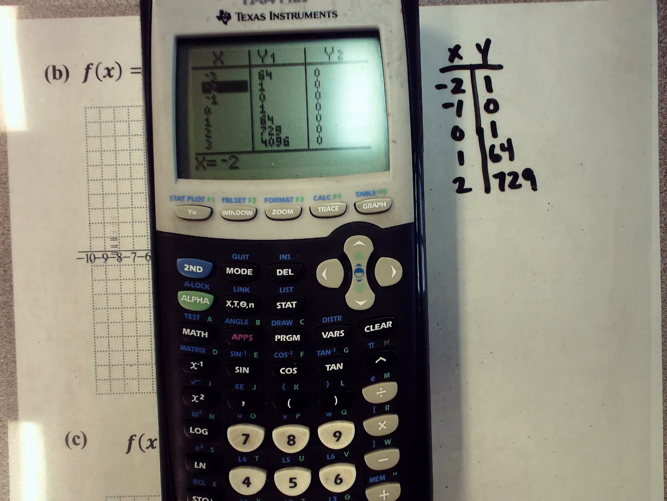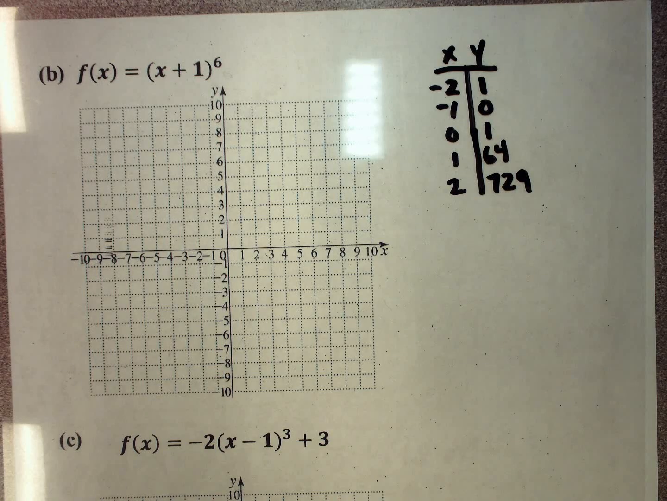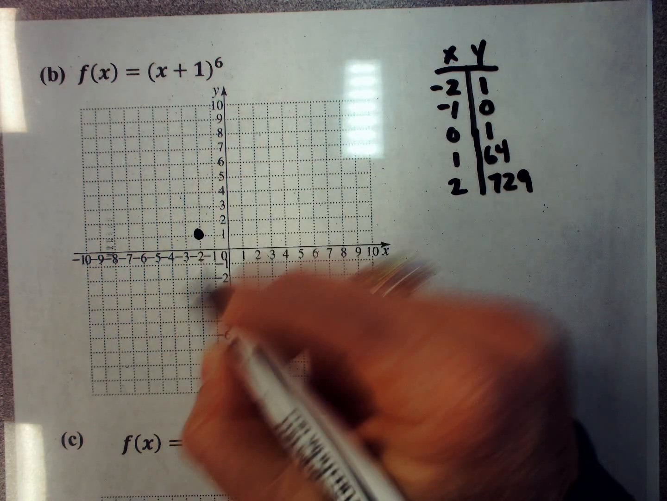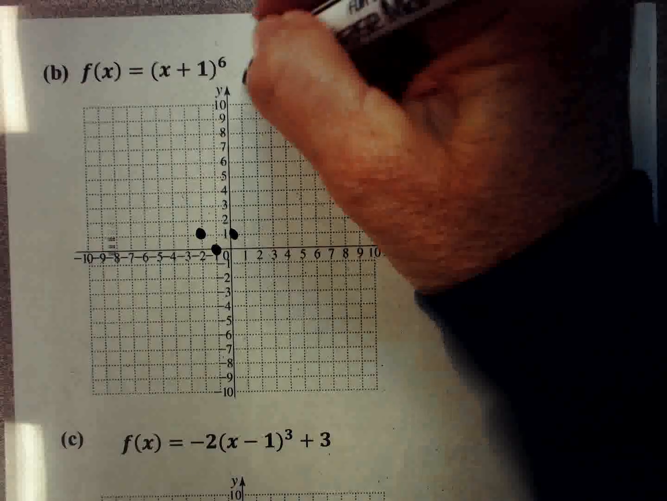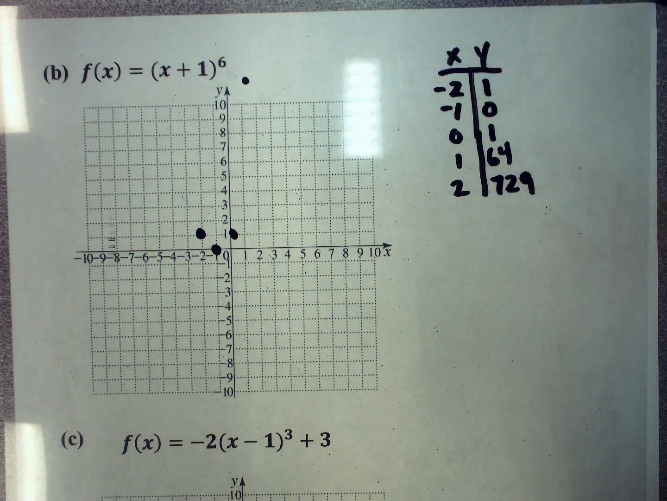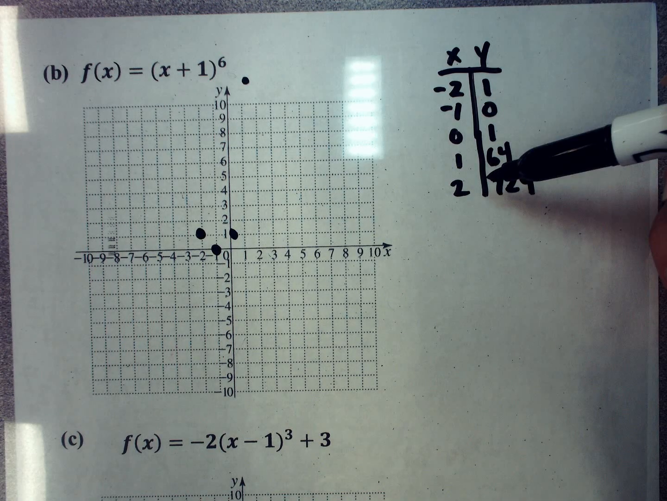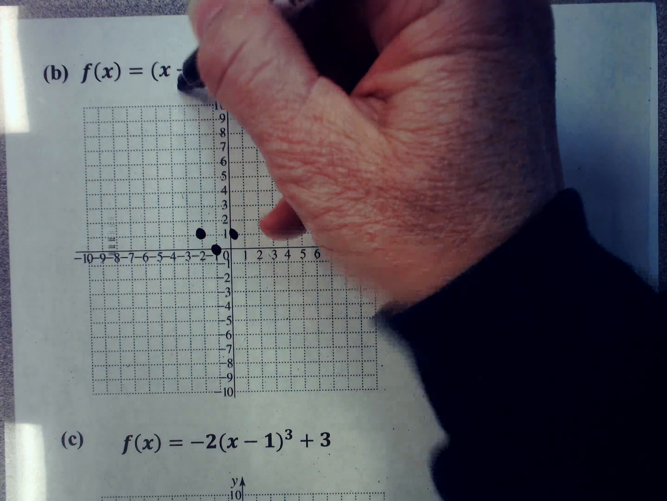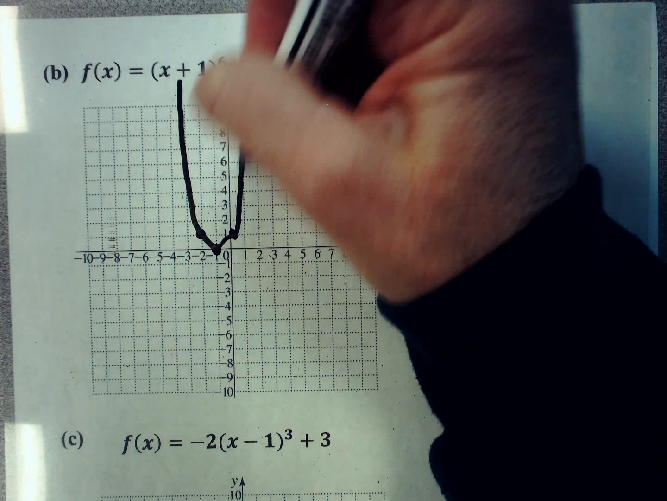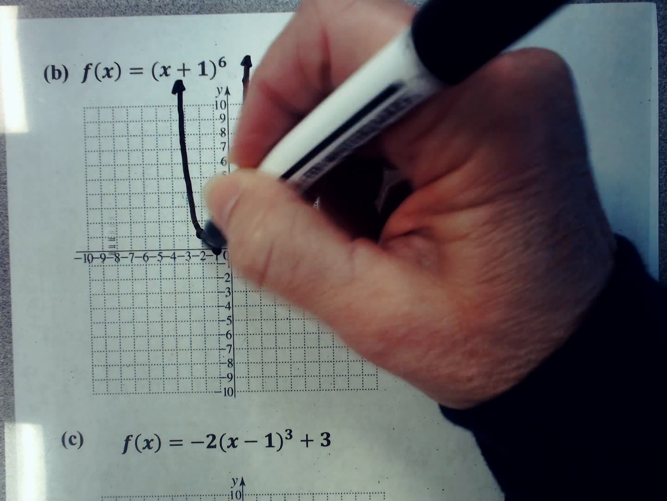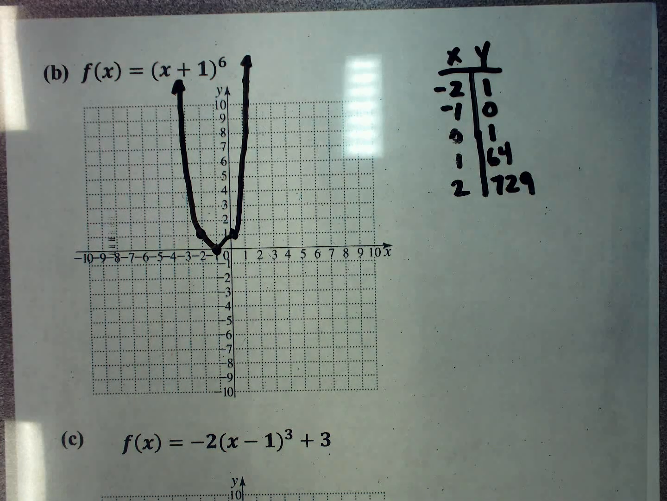Okay, so we know what the graph looks like. So -2, 1, -1, 0, 0, 1, 1's way up here, and 2 is obviously way up here as well. And then if you went -3, it's at 64, which is way up here. So we can start up here, and then we can go down. And it must have turned a bunch of times in here, but we just can't see it. So I'm okay with that being your graph.